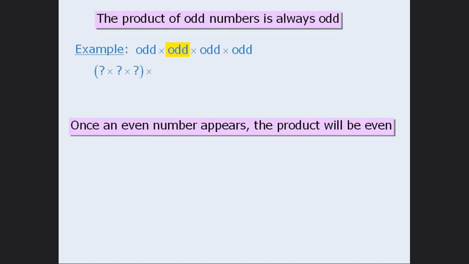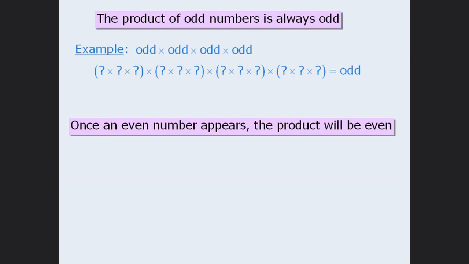The next number is also odd, so its prime factorization will not include any 2's either. The same applies to this number and this number. From this, we know that the entire product here does not include any 2's. As such, the product must be odd.